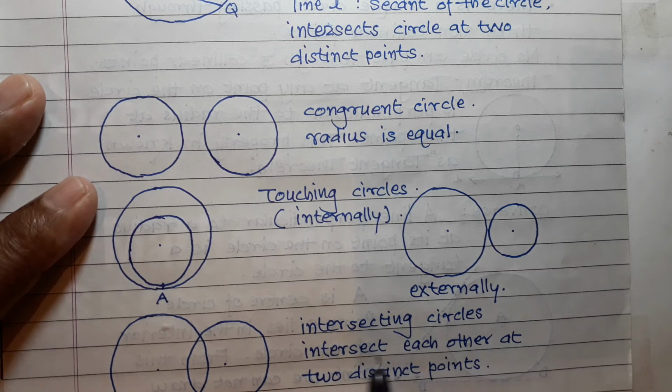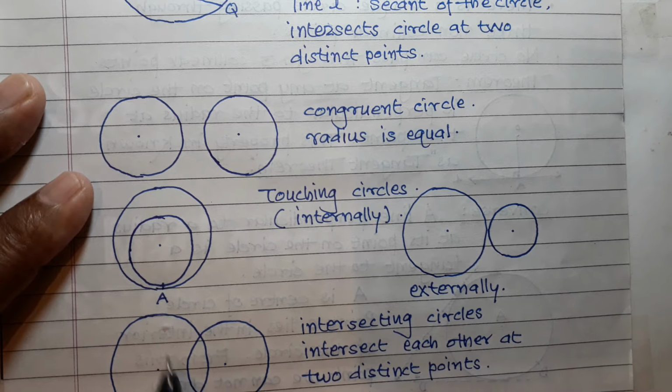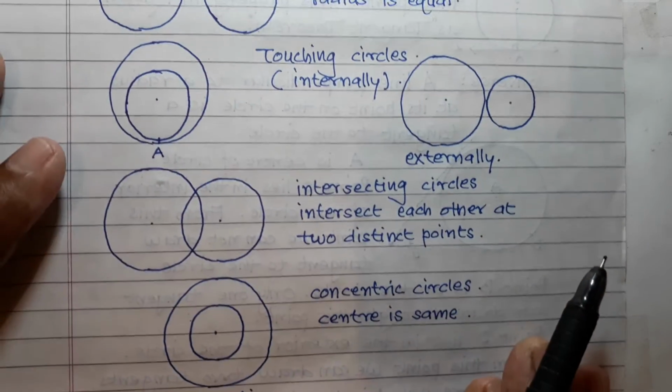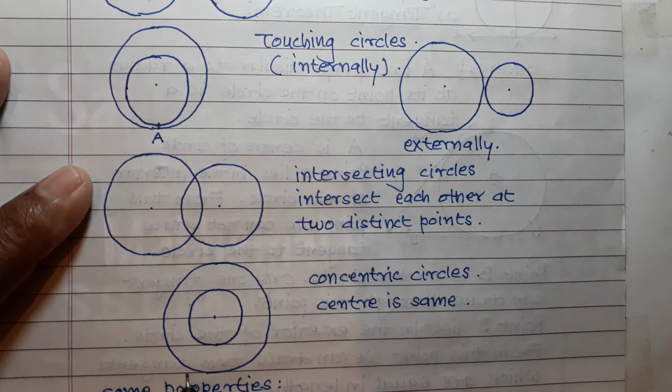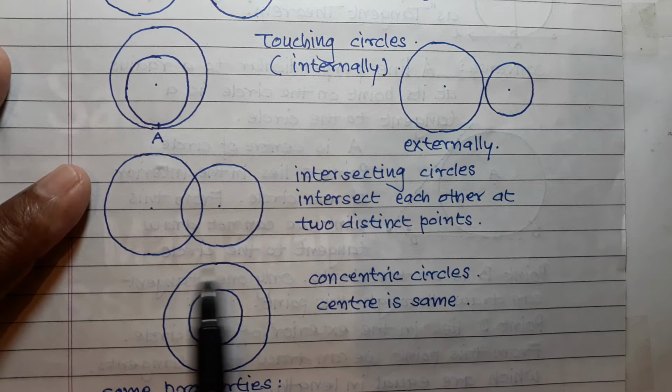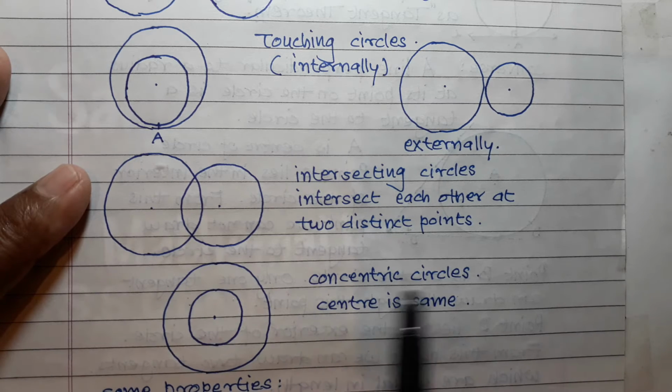Then intersecting circles intersect each other at two distinct points. Now these two circles intersect each other at two distinct points, this and this. Okay. Then concentric circles. This is a larger circle, this is a smaller circle, having the same center. Center is what? Same. These are called concentric circles.